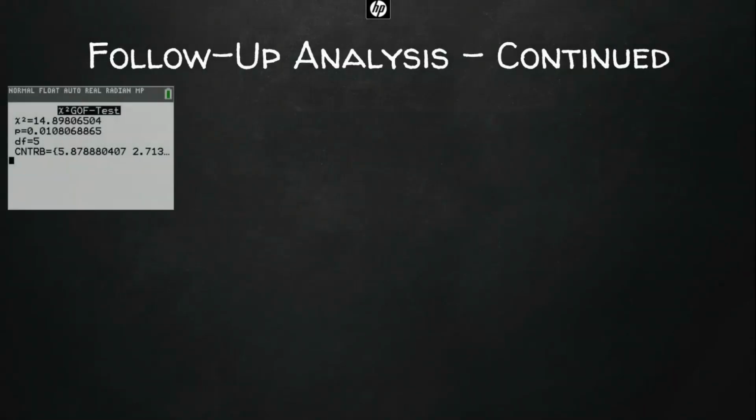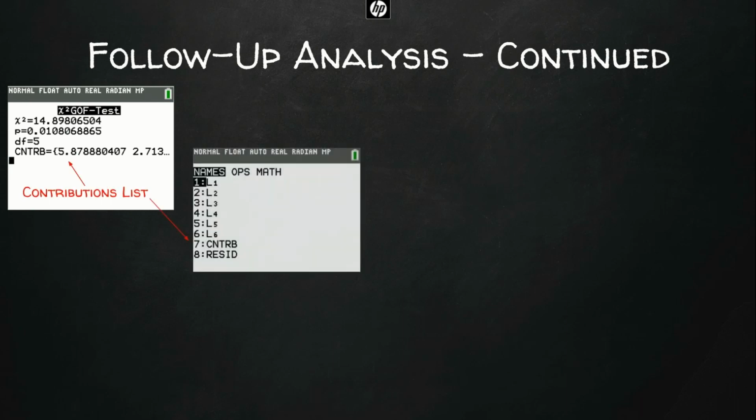Also, if we looked at the calculator, you see that CNTRB list at the bottom of the test output. That is the contributions list. That list is automatically stored in your calculator under second stat. When you access your list, you'll recall we came here previously to find our resid list when we were doing the least squares regression. Now we can go back to the same list of lists to find our contributions list.